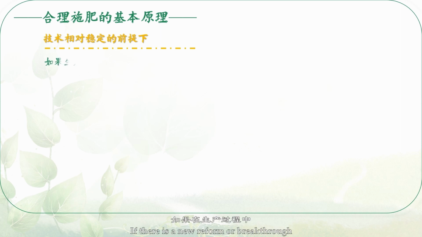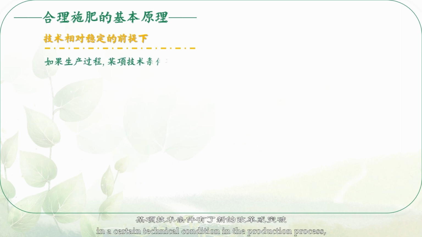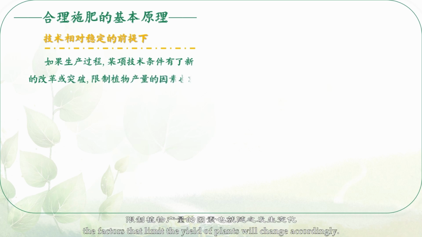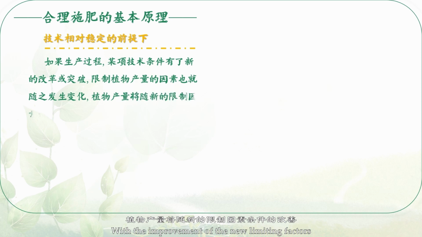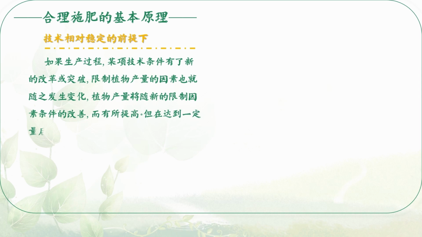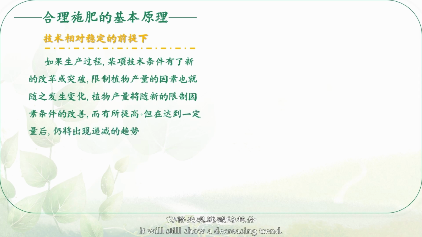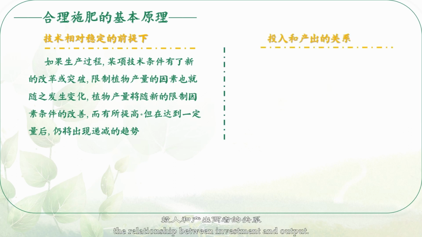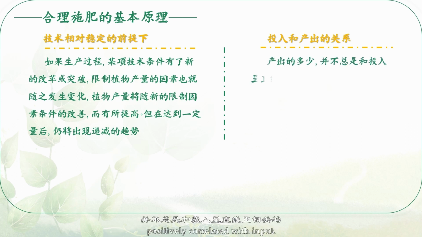If there is a new reform or breakthrough in a certain technical condition in the production process, the factors that limit the yield of plants will change accordingly. With the improvement of new limiting factors, plant yield will increase, but after reaching a certain amount, it will still show a decreasing trend. 2. The law of diminishing returns illustrates the relationship between investment and output. Output is not always positively correlated with input.